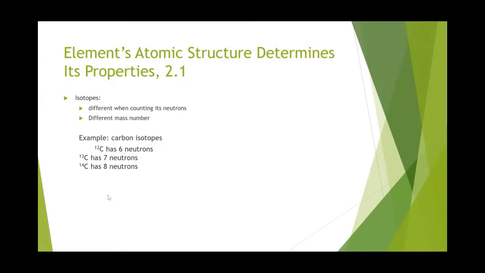Okay, isotopes. I kind of went over it, right? It's a difference when you're counting the neutrons, okay? That's where it differs. You're counting different neutrons. If you have different neutrons, you're going to get a different mass number. That's literally why you have carbon isotopes, which is what I said, right? Carbon-12 has 6 neutrons. That's the regular. That's what you find on the periodic table. Carbon-13 has 7 neutrons. Carbon-14 has 8 neutrons. You do not see these two on the periodic table, okay? They're not normal. They're very, very rare. The reason why they're rare is because your neutrons are different.